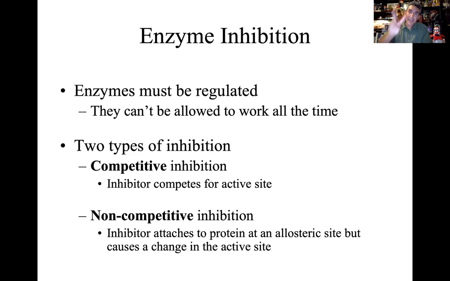There's going to be two types of inhibition, right? We're going to say competitive inhibition and non-competitive inhibition. So in competitive inhibition, the inhibitor competes directly for the active site. In non-competitive inhibition, we don't care about the active site. We're focused on a different site, on another site that we call the allosteric site. So again, important vocabulary there.